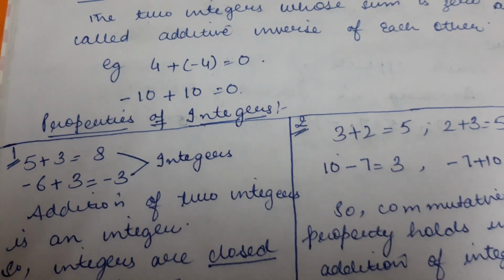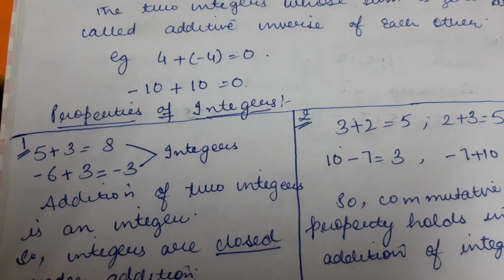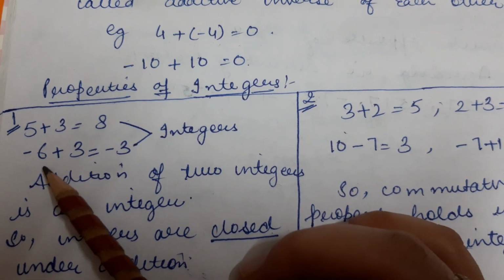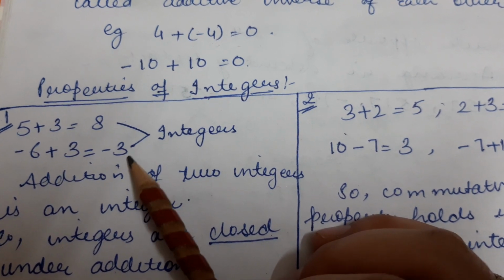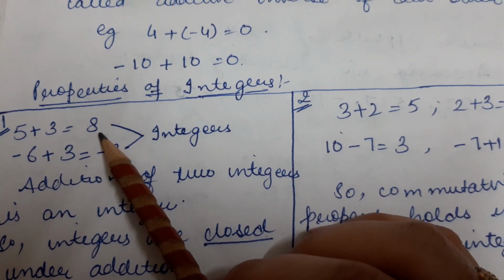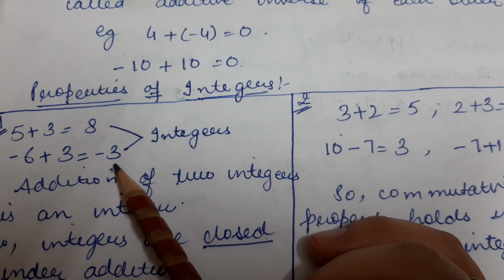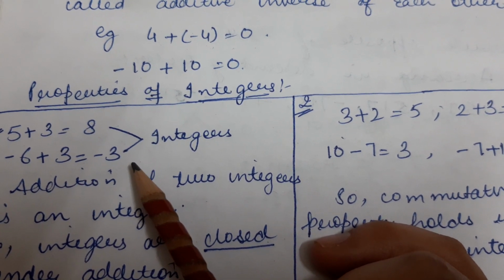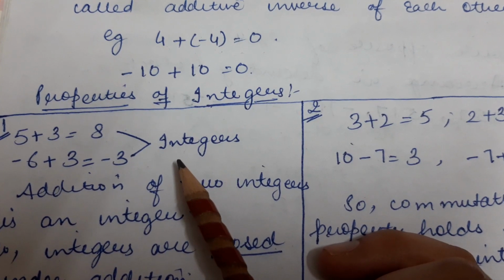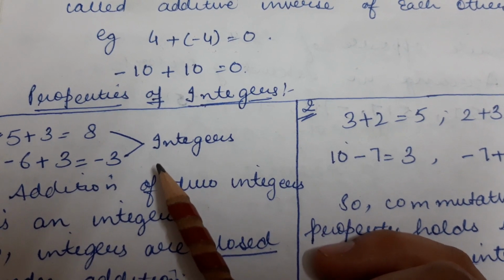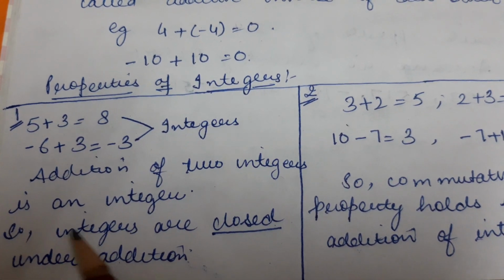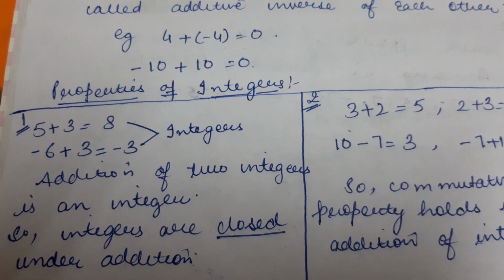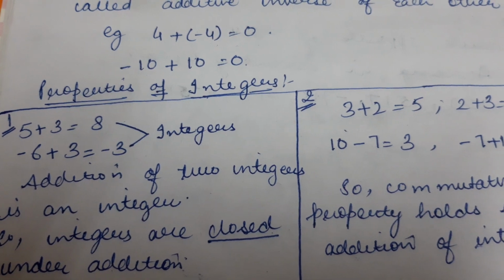Next, properties of integers. First property is if we add any two integers, 5 plus 3 answer is 8, minus 6 plus 3 answer is minus 3. What we have observed? 8 is an integer, minus 3 is also an integer. So it means whenever we are adding two integers, the answer is always an integer. What this property is? This is closure property. It means addition of two integers is an integer. So integers are closed under addition, or we can say integers satisfy closure property.